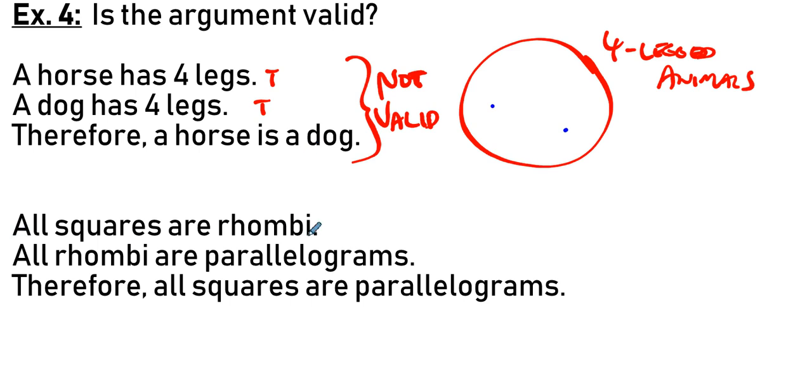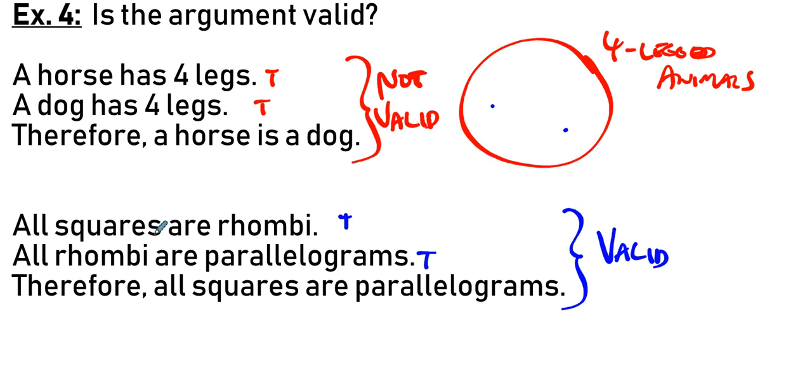Similarly, all squares are rhombi. Rhombuses is not a word, rhombi. All rhombi are parallelograms. Therefore, all squares are parallelograms. This is a true statement. This is a true statement. If this must be a true statement, then we say that the entire argument is valid. If this doesn't have to be a true statement, even though those are, then we say that the argument is not valid. Well, by the fundamental law of textbook examples, this has to be valid, right? Because that one was not valid.